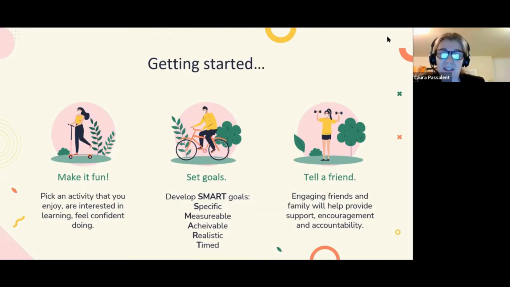And I often suggest that you use SMART goals. SMART is a common acronym that we use for goal setting, not just with physical activity, but all aspects of life. SMART means specific, measurable, achievable, realistic, and timed.